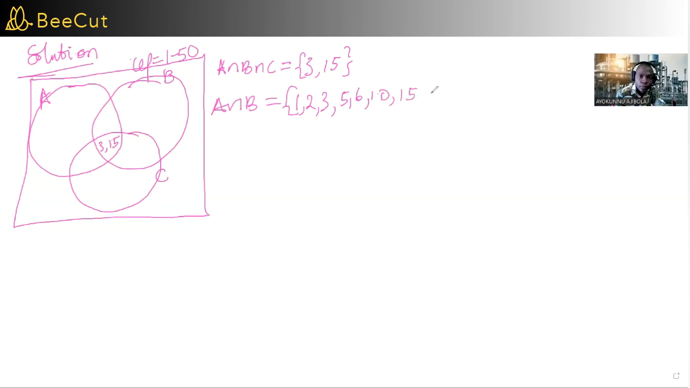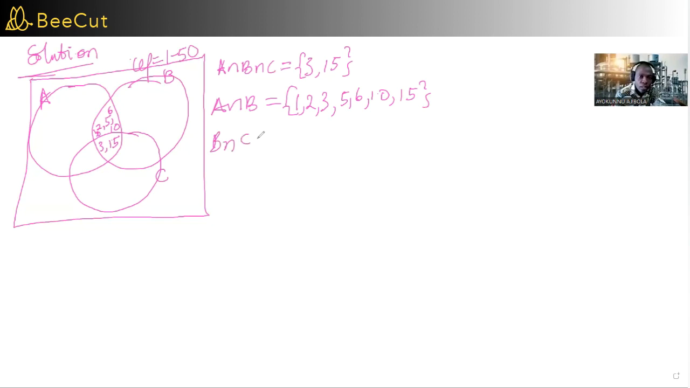So I want to list them into this region, but I've already placed 3 and 15. So it remains only 1, 2, 5, 6, and 10. 3 and 15 have been accounted for. So the next thing is to check B intersection C.